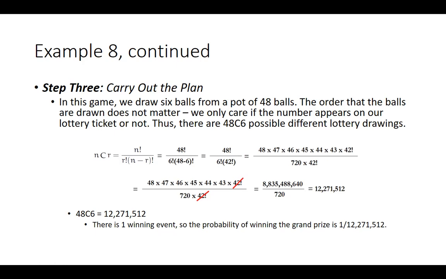So we found that 48C6 is 12,271,512. And again, you can use that choose function in your calculator and get it straight away without having to do all that intermediate calculation. There is one winning event. So the probability of winning the grand prize is 1 in 12,271,512.